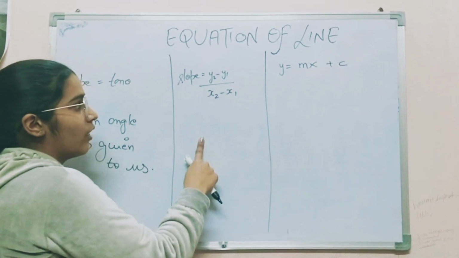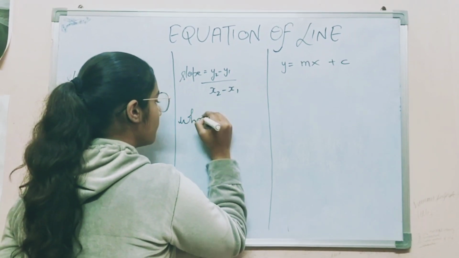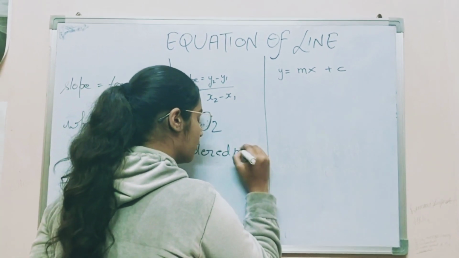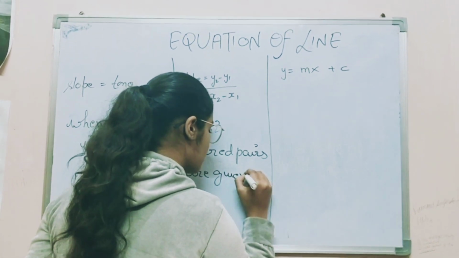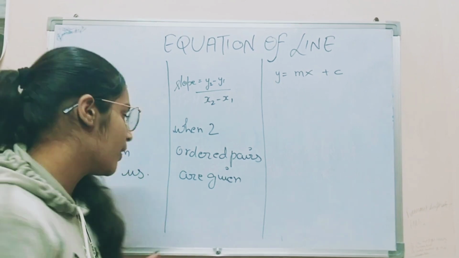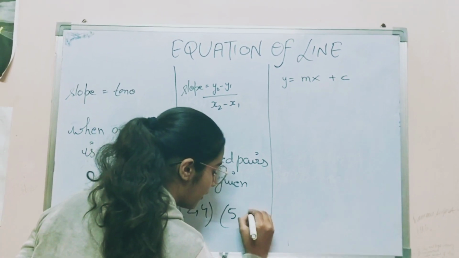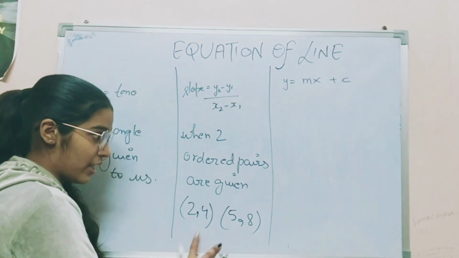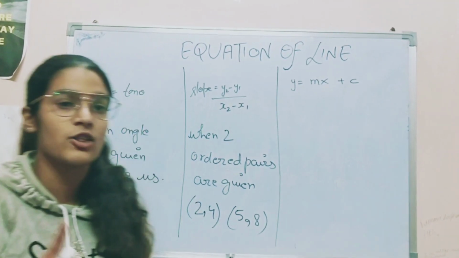Now this formula will be used when two ordered pairs are given to us. So when two ordered pairs are given, this formula is being used. Now what do you mean by the ordered pair? Ordered pair means (2, 4), (5, 8). So this is basically our ordered pair. So when two ordered pairs are given to us, then we are going to use this formula, that is y2 minus y1 upon x2 minus x1.